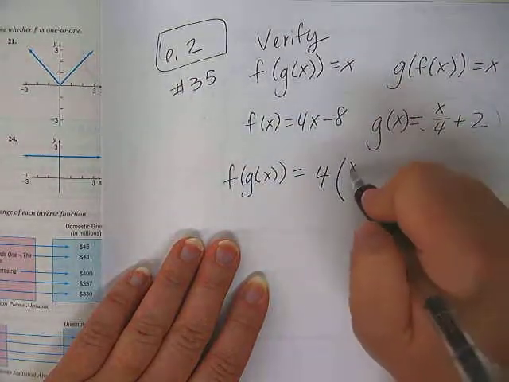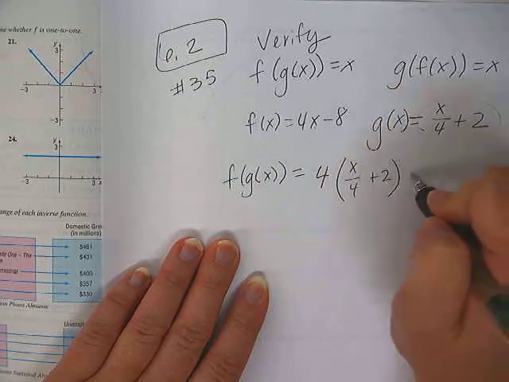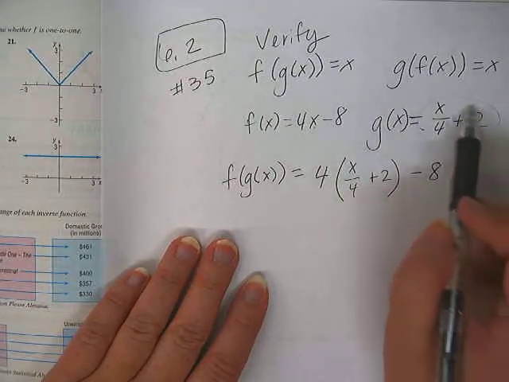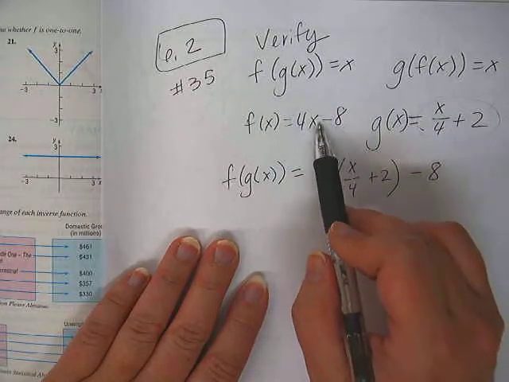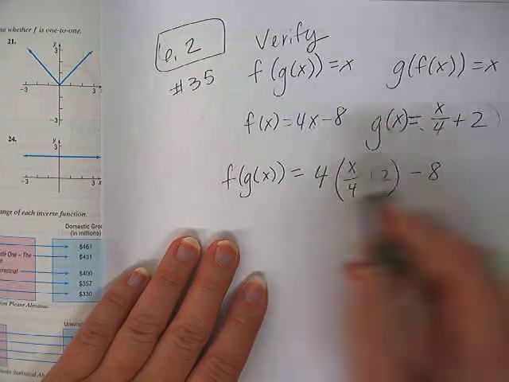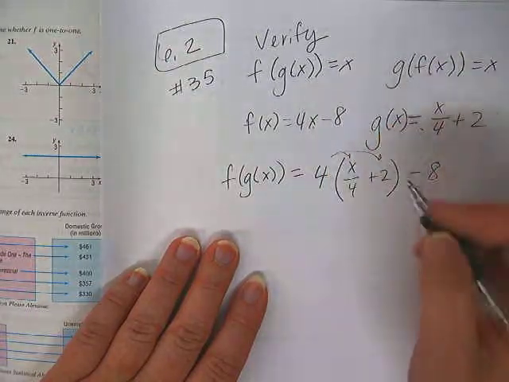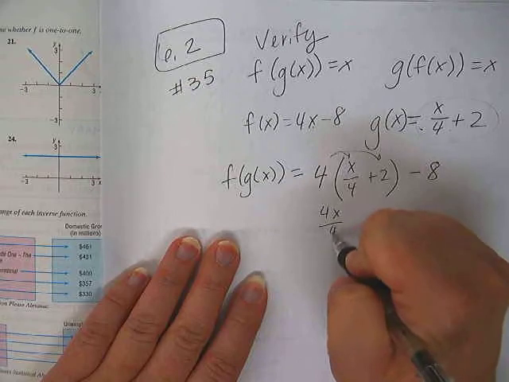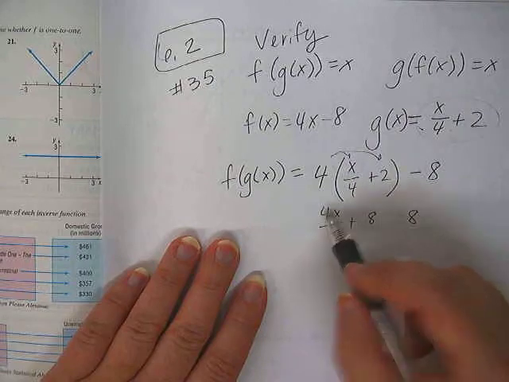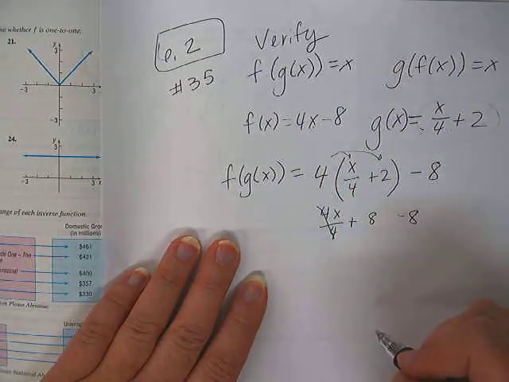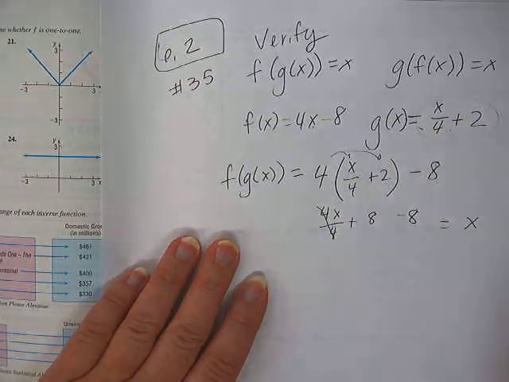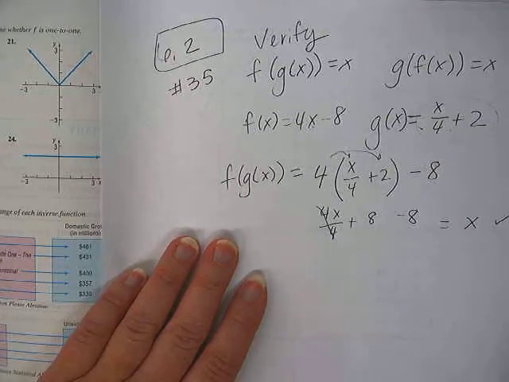So 4 times x over 4 plus 2, that whole thing minus 8. Do you see how I took the entire function g and put it in place of just the x in function f? That's what f of g of x means. Okay? Now we distribute the 4 through the parentheses, so we get 4x over 4 plus 4 times 2 is 8. So 4 divided by 4 reduces to 1, and 8 minus 8 is 0. What do we have left? x. Does that one check out?